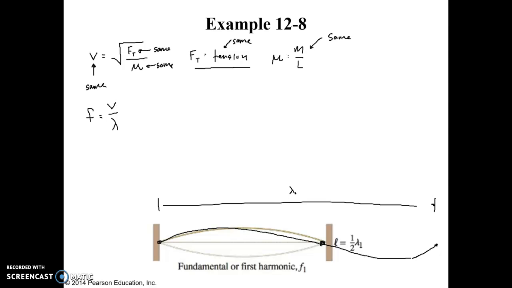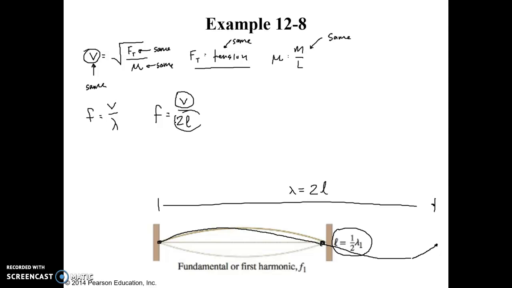So the wavelength is equal to twice the length of the string, and the length of the string is equal to half of the wavelength. So I could rewrite this formula as frequency equals velocity over 2L. And since the velocity for each of them is the same, both the high note and the low note have the same velocity, what I can do is rewrite this formula.